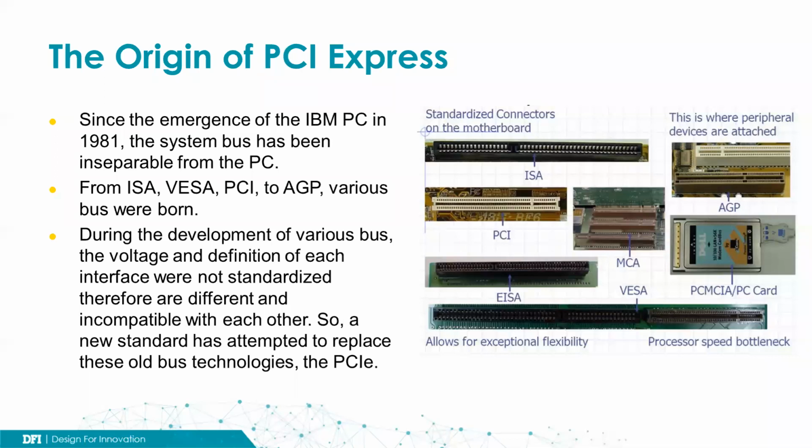Since the emergence of the IBM PC in 1981, the system bus has been inseparable from the PC. From ISA, VESA, PCI to AGP, various buses were born. During their development, the voltage and definition of each interface were not standardized, and they are different and incompatible with each other. So a new standard has attempted to replace this old bus technology: PCIe.